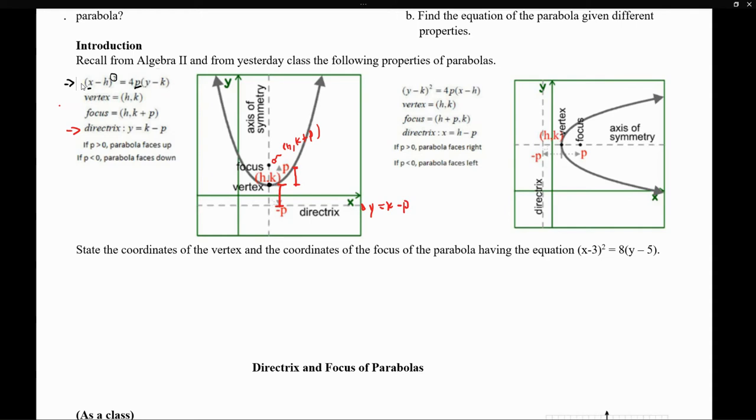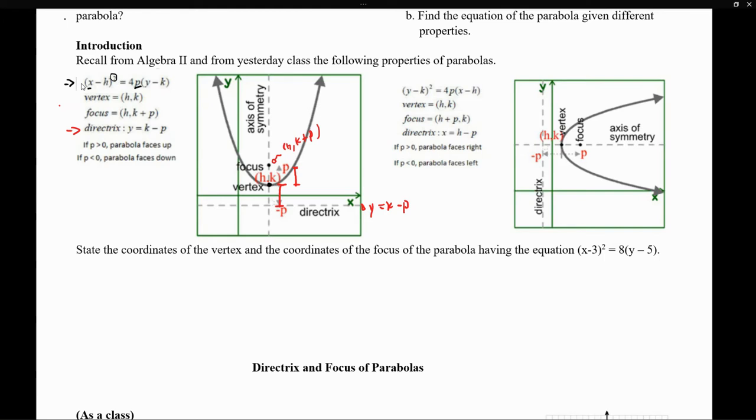That's what happens if we're looking at a parabola that is facing either up or down. That's how we can think about the focus. Remember, there's a relationship between the vertex, the focus, and the directrix. The vertex is part of the parabola, and the distance from the vertex to the focus is equivalent to the distance from the vertex to the directrix, based on the definition that we have for a parabola.